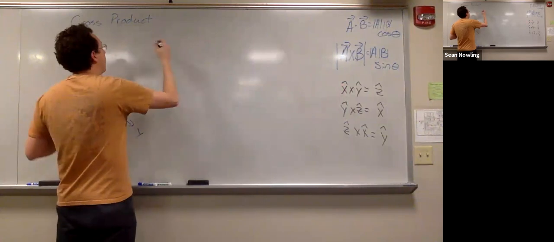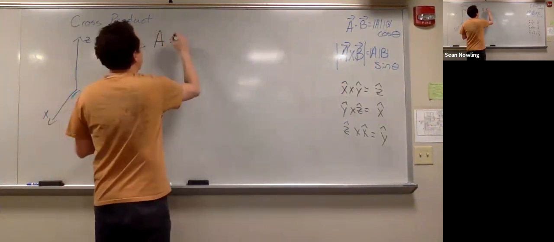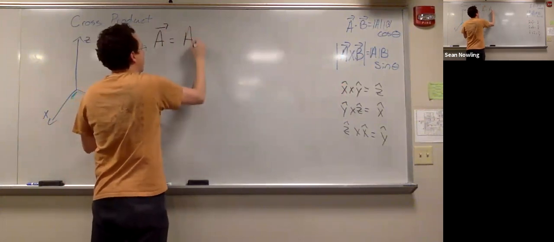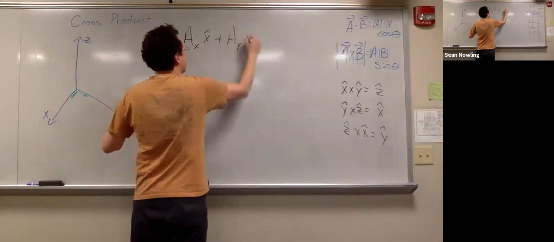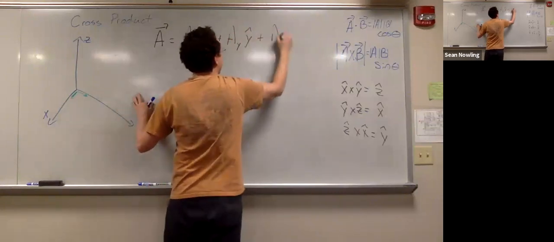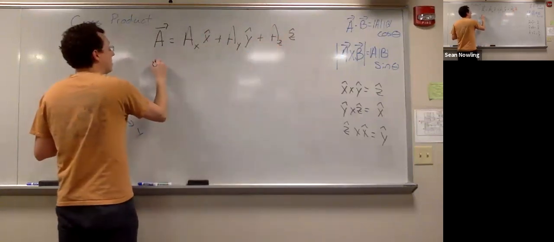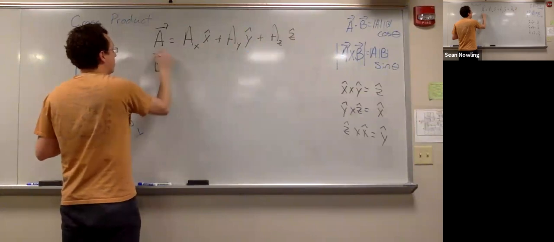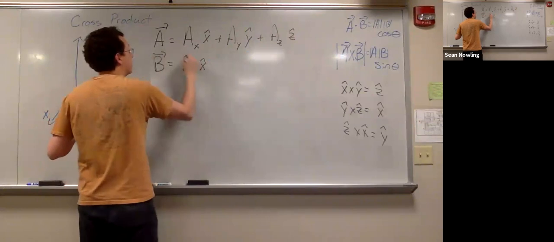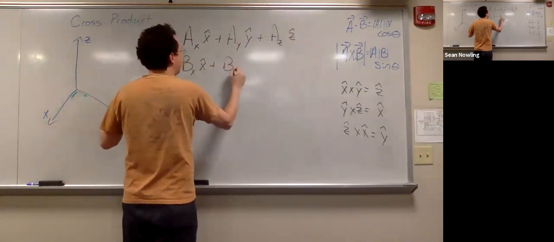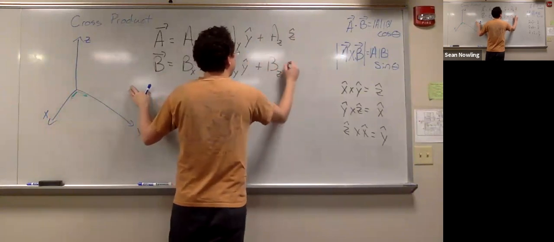Okay, if I have a vector A with components, as usual, AX times X hat plus AY times Y hat plus AZ times Z hat, and I have a vector B, which equals bx times x hat plus by times y hat plus bz times z hat.